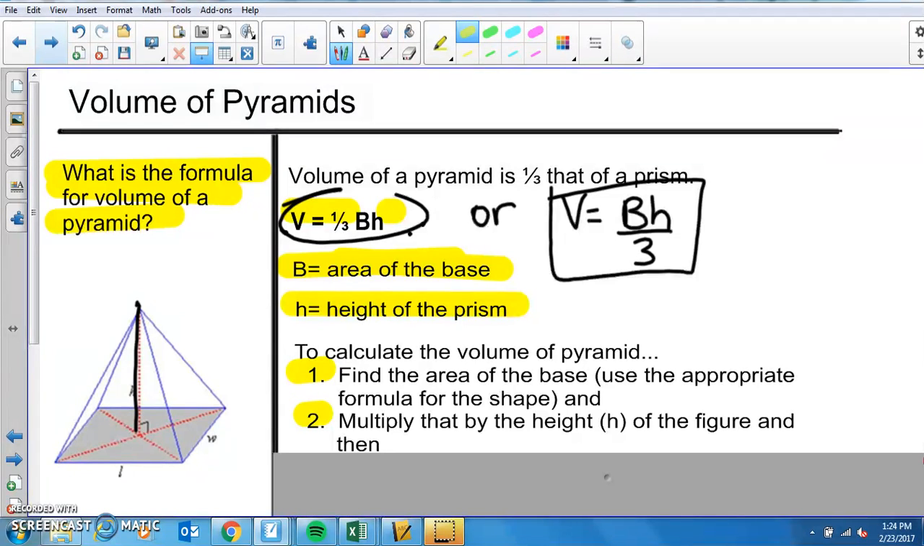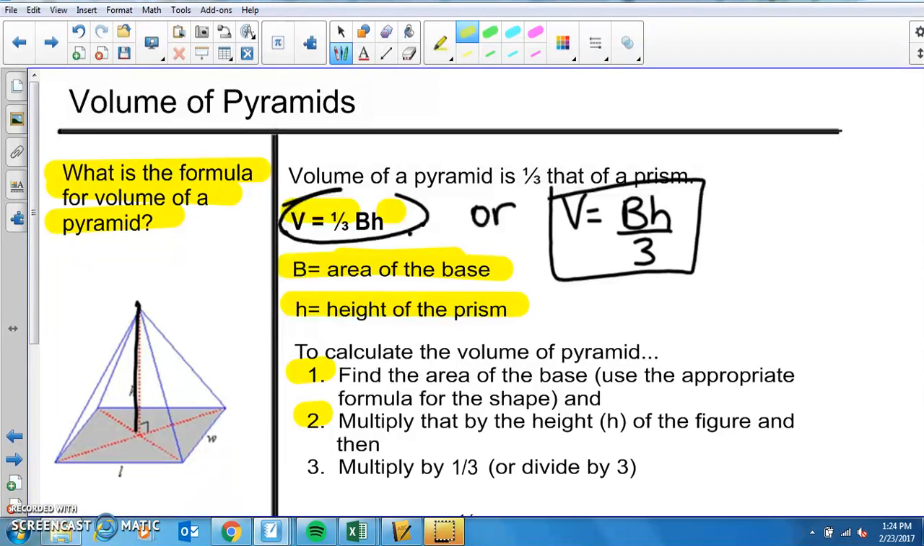So, number 2 down here says multiply that by the height of the figure, and then number 3 is going to be exactly what I just talked about, where we multiply by 1/3 or divide by 3. And this is the part I want you to concentrate on, where we divide it by 3.